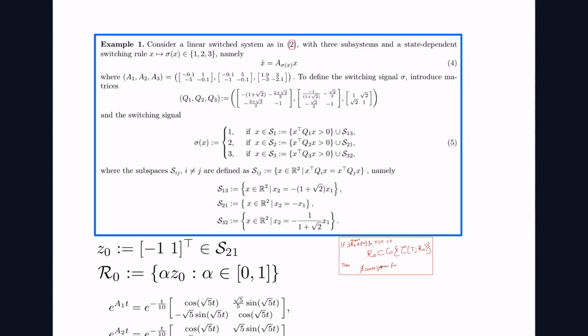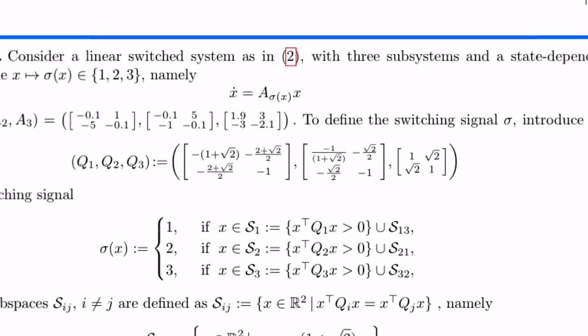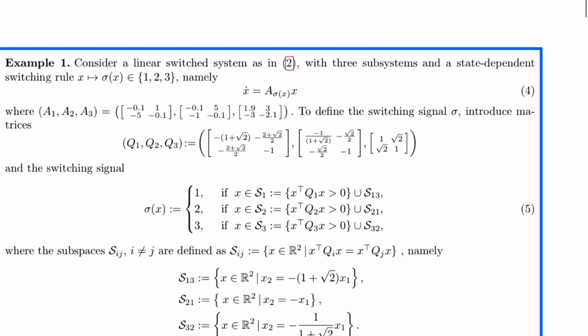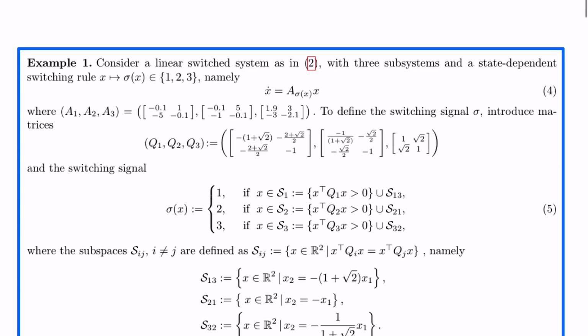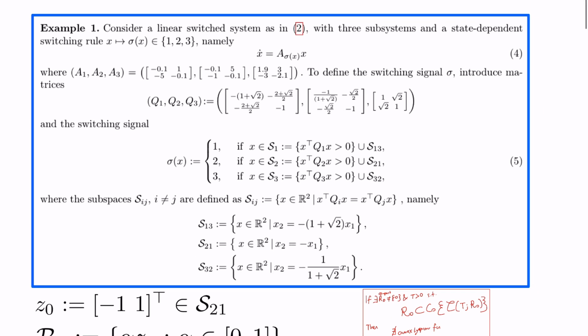Everyone, today we're going to talk about this system and then this system. Oh, the resolution is not great. Anyway, this system has this switching signal, sigma, associated with it. And first of all, it's not like a typical LTI system. This is a linear switch system.